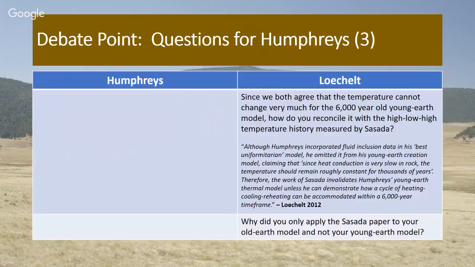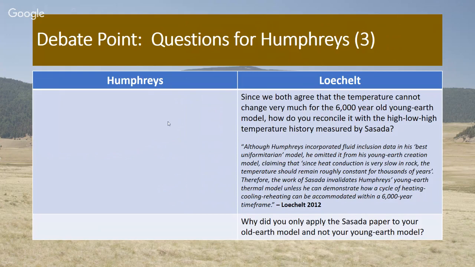So I have some questions again for Humphreys. And this is regarding the Sasada paper. Okay. So Humphreys made the claim that the temperature cannot change much for the 6,000-year-old young Earth model. Now, he assumes a constant temperature for the old Earth model, which I say is inappropriate. But at 6,000 years, I agree. It's hard to imagine the temperature changing much over that time scale.